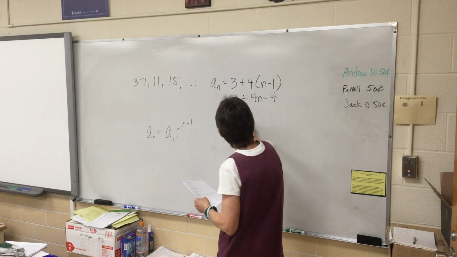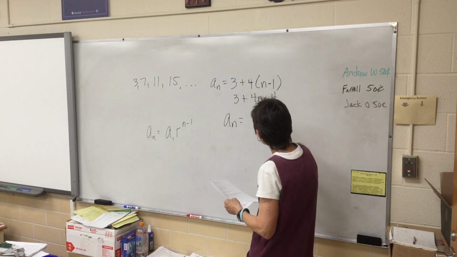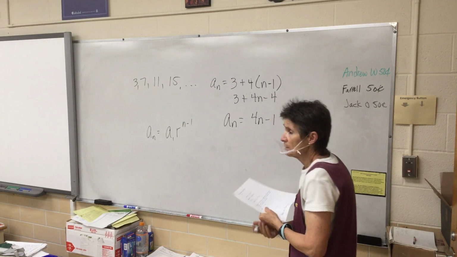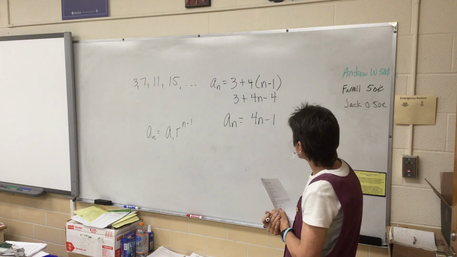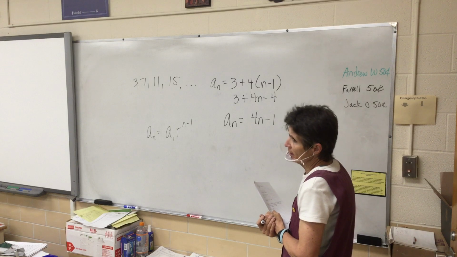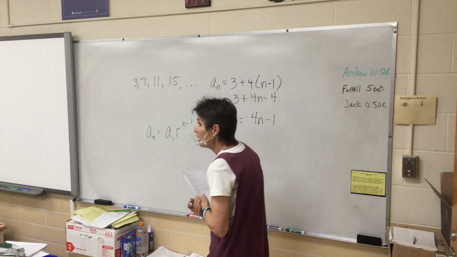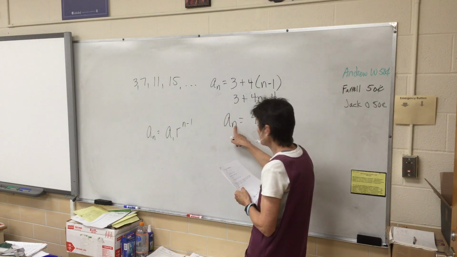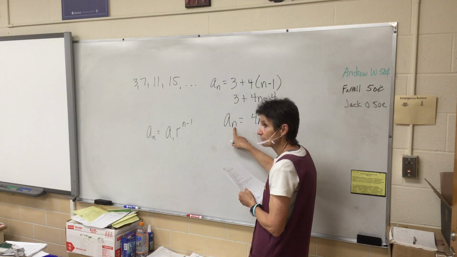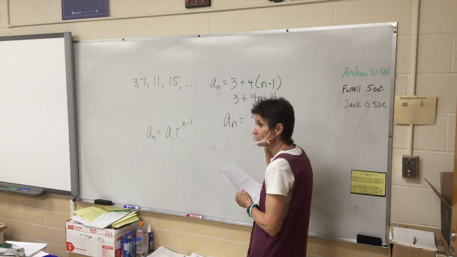So it's actually, when it's all cleaned up, 4n minus 1. That would be the explicit formula. So again, what that means is, if you want the 100th term, you just plug in 100. And you got it. That would be the 100th term.